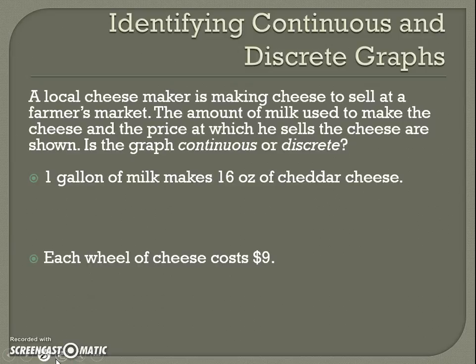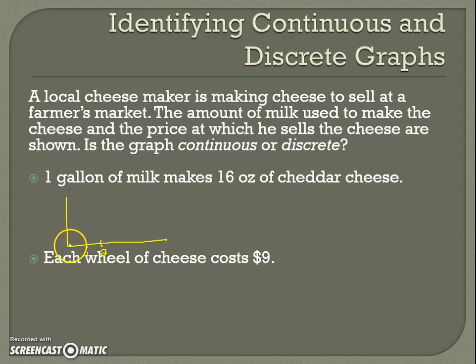It says a local cheesemaker is making cheese to sell at a farmer's market. The amount of milk used to make the cheese and the price at which he sells the cheese are shown. Is the graph continuous or discrete? So if I were to graph this first one, 1 gallon of milk makes 16 ounces of cheese. If I have 1 gallon and then I have 2 gallons, I could use 1.5 gallons of milk. I could use 1 3/4. I could use 1 7/8. I mean, I could really go through a lot of different things.